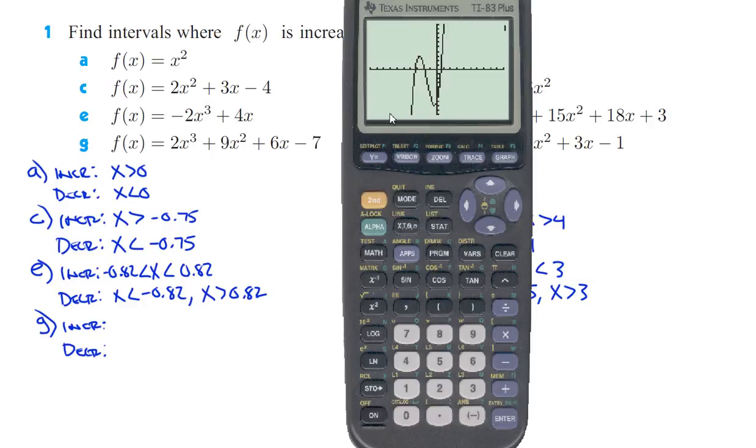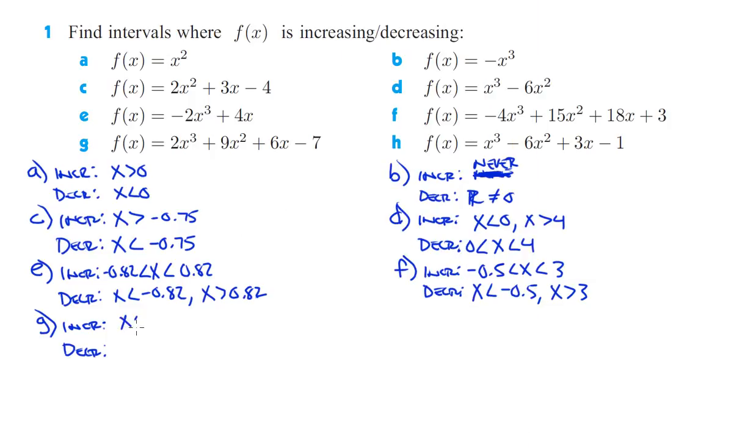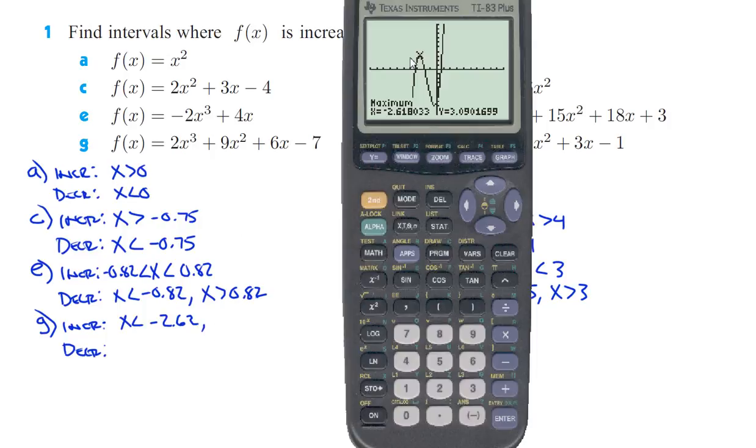So let's see, that maximum is negative 2.618. Let's go with negative 2.62. So as long as x is less than negative 2.62, it's increasing, right? And then it's decreasing from here down to there. So let's find that minimum. So we just keep tracking over there. And that minimum value there is when x is, let's go with negative 0.38. Okay, so it's decreasing from this negative 2.62 to negative 0.38.